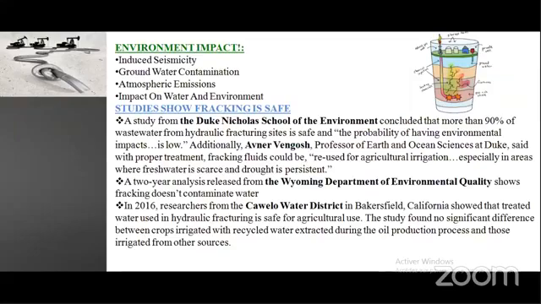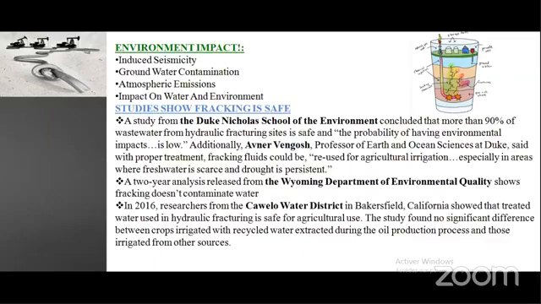Studies show fracking is safe. A study from the Duke Nicholas School of the Environment concluded that more than 90% of wastewater from hydraulic fracturing sites is safe, and the probability of having an environmental impact is low. Additionally, Avner Vengosh, professor of Earth and Ocean Science at Duke, said that with proper treatment, fracking fluid could be reused for agricultural irrigation, especially in areas where fresh water is scarce and drought is present.